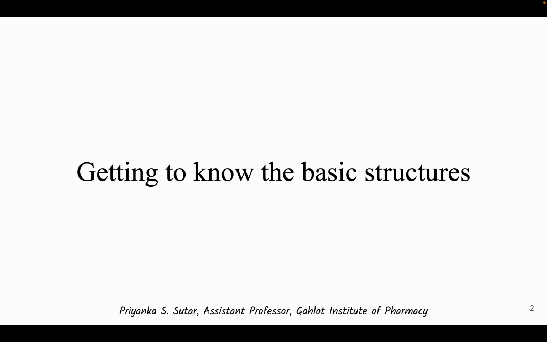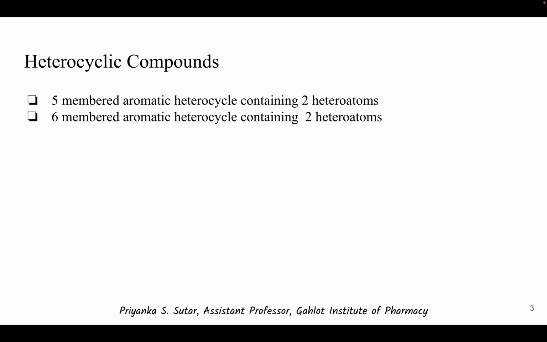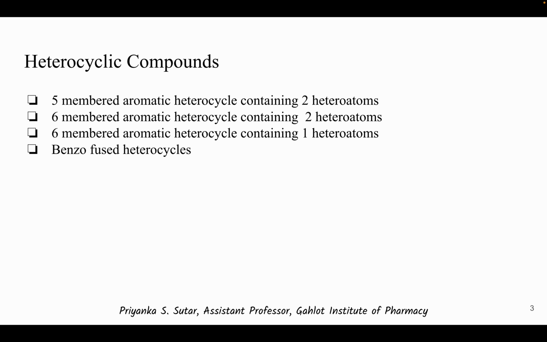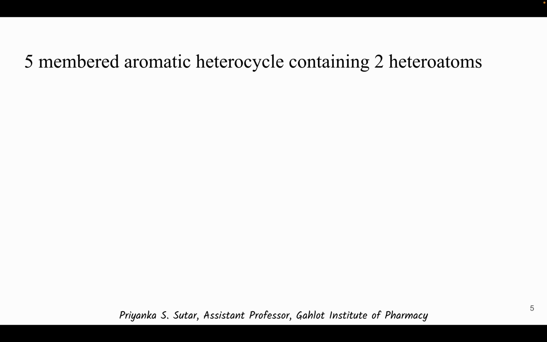Okay, so I'll start. I have categorized these heterocyclic compounds into 4 basic categories. The first category is 5-membered aromatic heterocycle containing 2 heteroatoms. Then 6-membered aromatic heterocycle containing 2 heteroatoms. Then 6-membered aromatic heterocycle containing 1 heteroatom. And the last category, benzo-fused heterocycle. So let's start with the first category of aromatic heterocycle, which contains 2 heteroatoms.